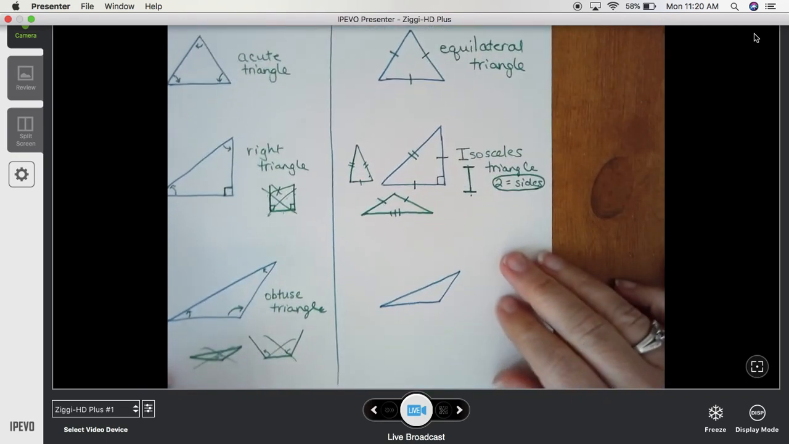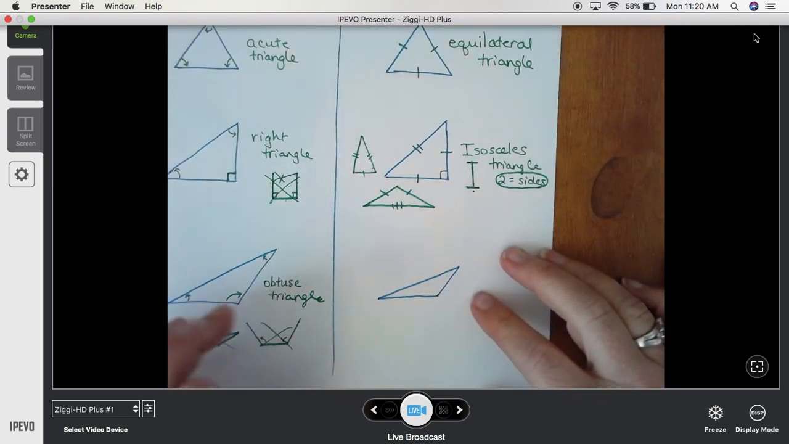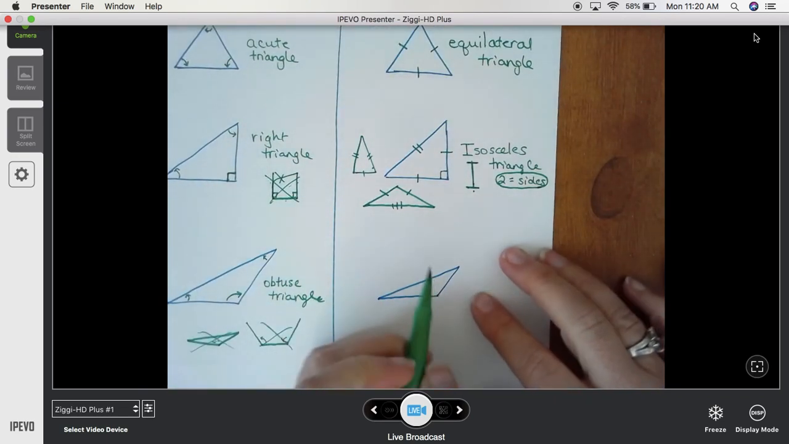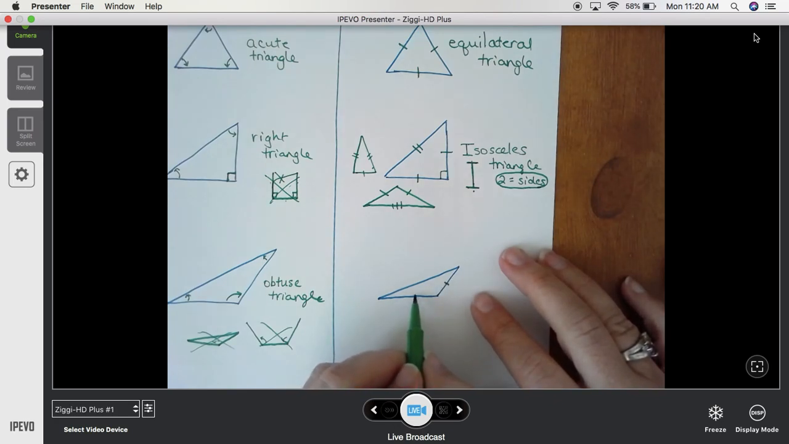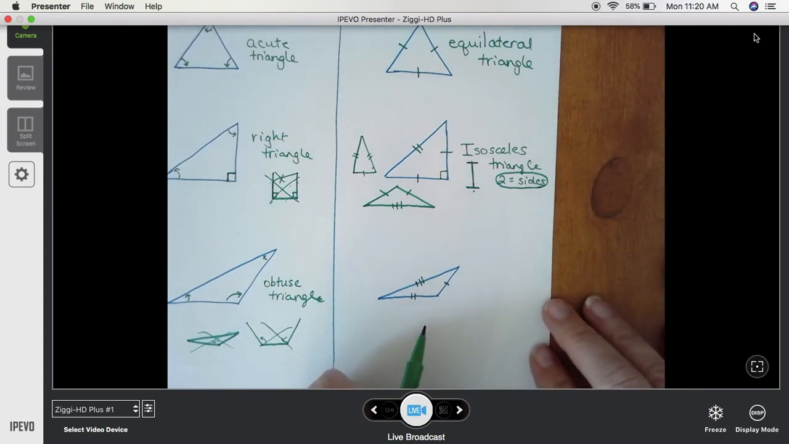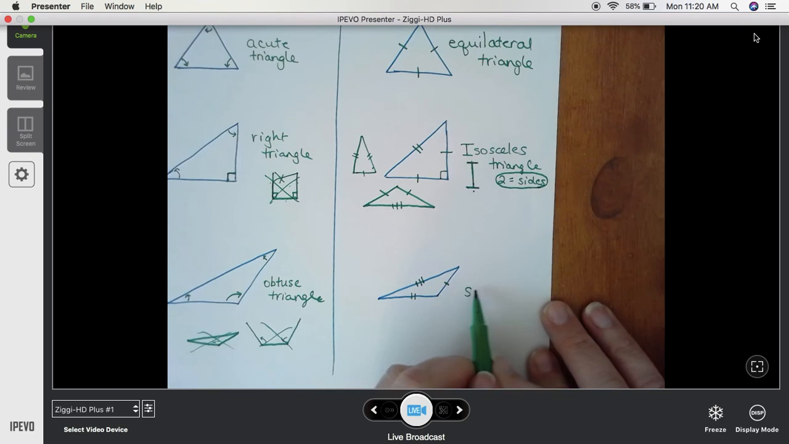Okay, and this bottom one down here, this is an obtuse triangle. We see that from this obtuse angle here. But this is a short side, this side's a little longer, and this third side is much longer. So I have 3 different sided angles. If that's the case, then it's called a scalene triangle.